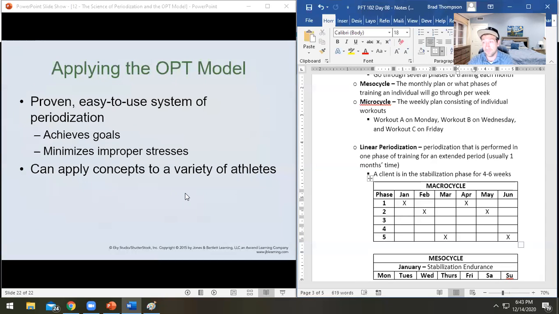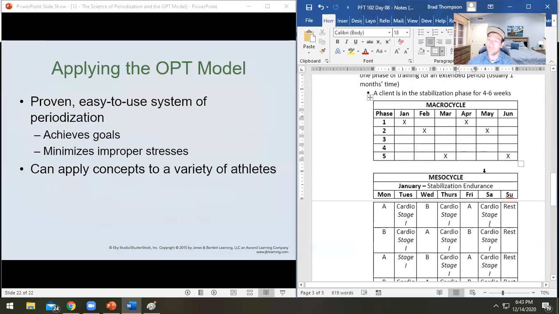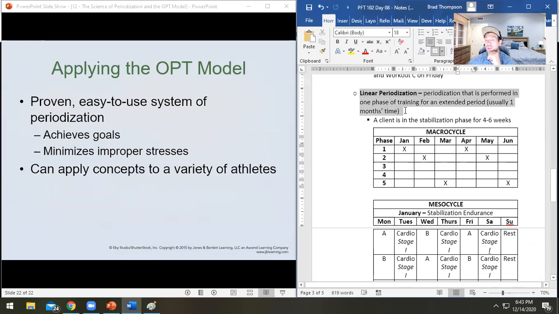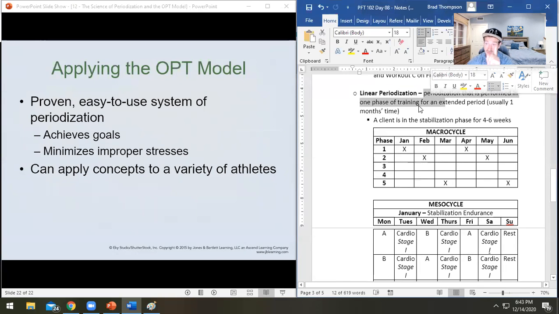So now there are a couple different ways that we can lay out periodization. I want to show you an example of a macro, meso, and micro cycle with what is called linear periodization. Now, this is a question that's not in this PowerPoint, but I think it's in your homework, and it's definitely in your regular textbook. There are two types of periodization. There is linear periodization, right? This is the periodization that is performed in one phase of training over an extended period of time, which is usually like 1 month, right?